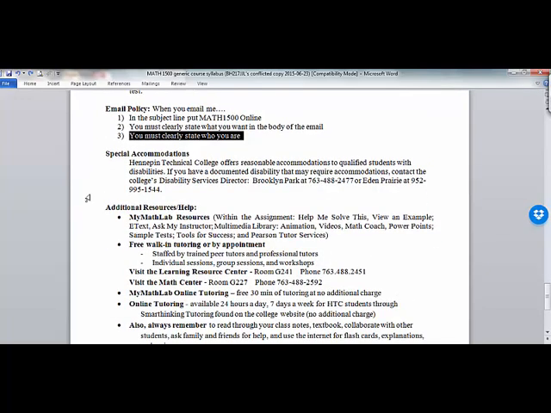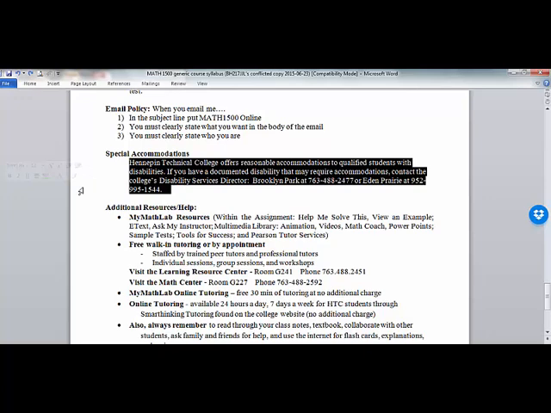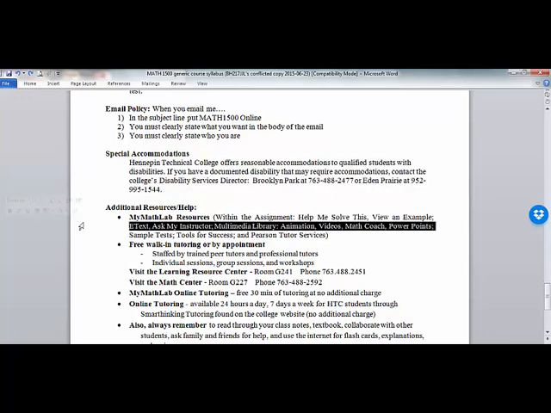As for special accommodations for students with disabilities, I have posted here the phone number for the Disability Services Director at both the Brooklyn Park and Eden Prairie campuses. If you find that you are having difficulty with the course, there are a lot of other options. Contact me. We can try to set up a time to meet or discuss things via phone or online.